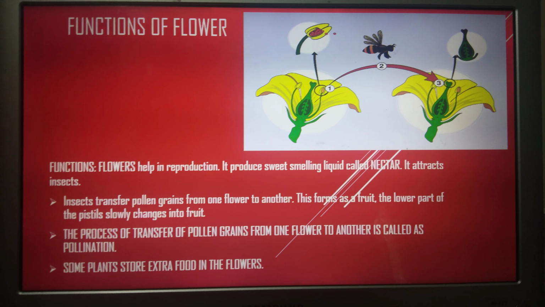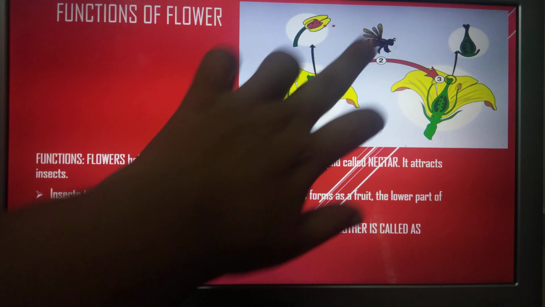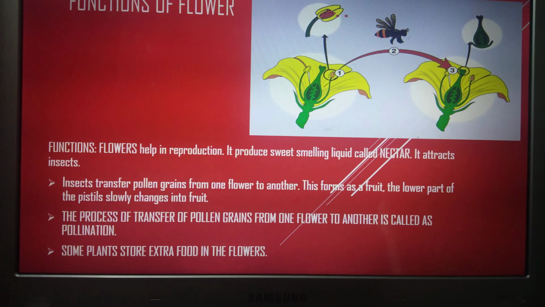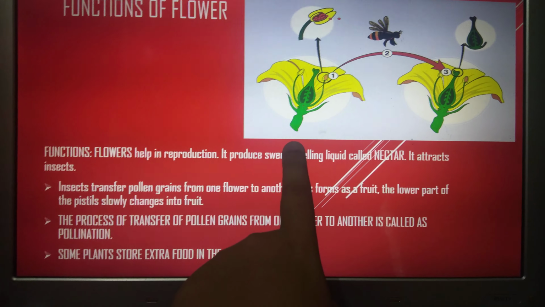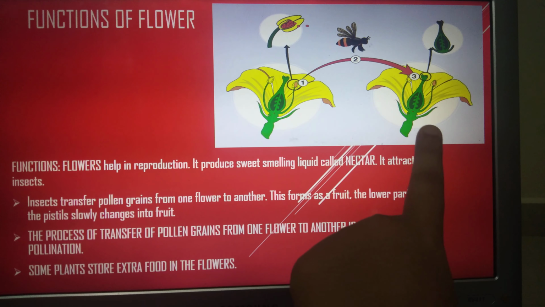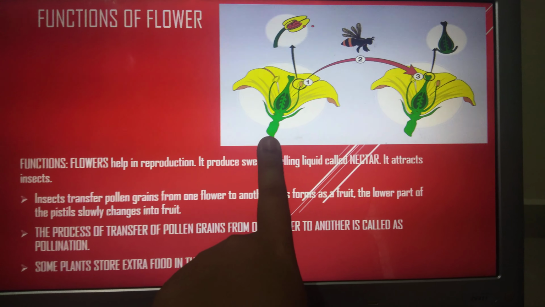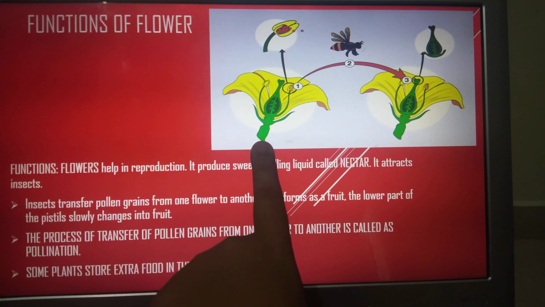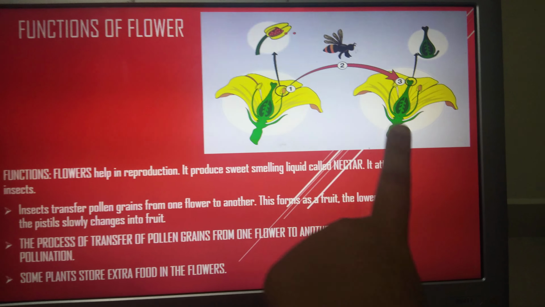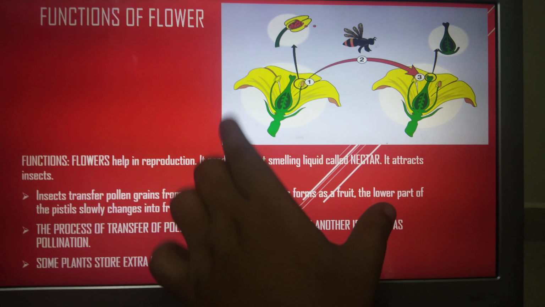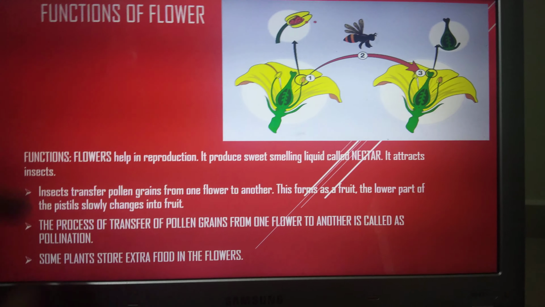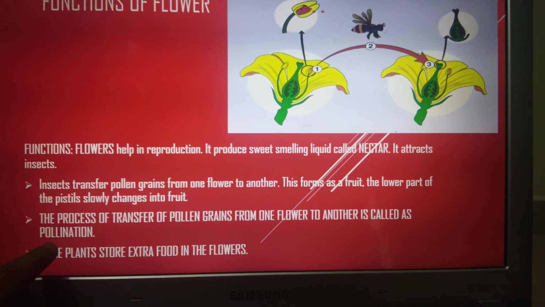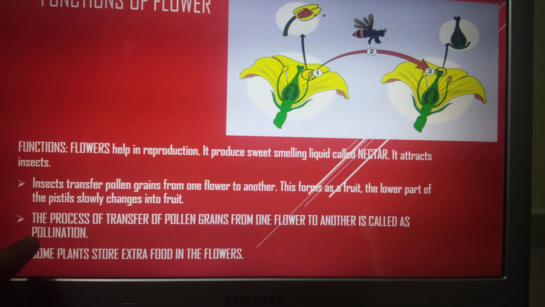So what will happen is the insects will transfer the pollen grains from one flower to another flower. When it comes and sucks the nectar, the pollen grains are transferred from one flower to another flower. So this process is called pollination.